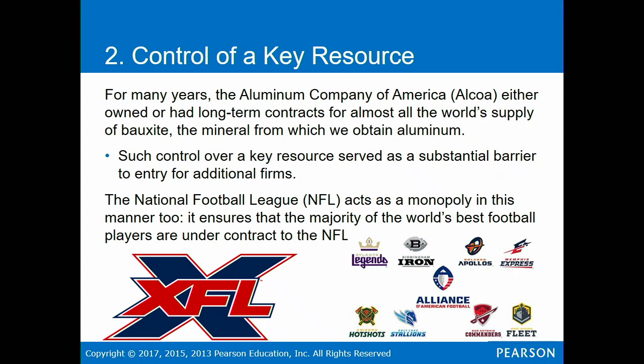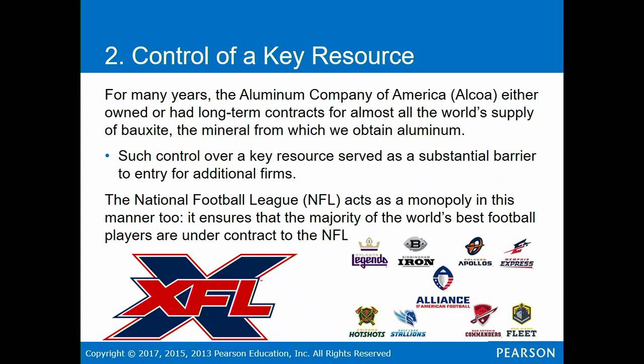Another barrier to entry is control of a key resource. So Alcoa, the aluminum company, for a long time either owned or had an exclusive contract to pretty much the entire world's supply of bauxite. That's basically all the aluminum, because that's one of the resources to make aluminum. The only way anyone could compete against them was to recycle old aluminum. So this control of a key resource, them being the only one that had access to bauxite, prevented other firms from entering the industry and competing against them.